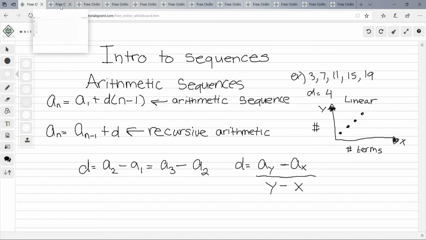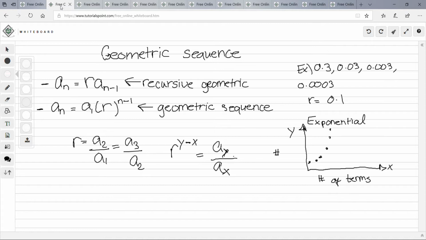Okay, and then geometric sequences have a ratio. If you look on the right, an example would be 0.3, 0.03, 0.003, and the ratio is 0.1. If you were to graph it, it's going to look something like an exponential graph. So here's the recursive formula for geometric. Don't put a negative here, sorry.